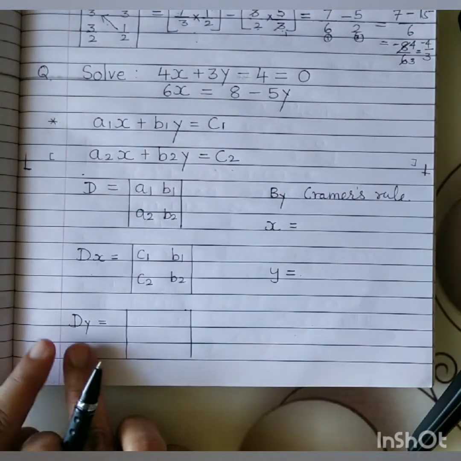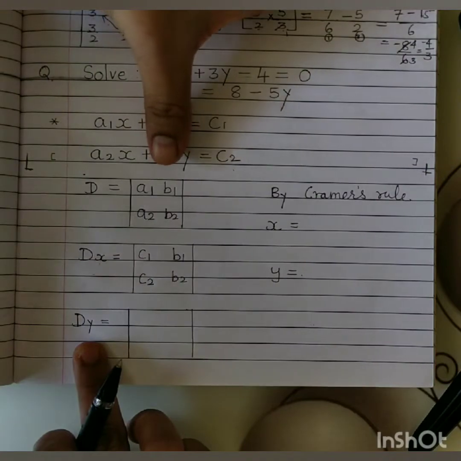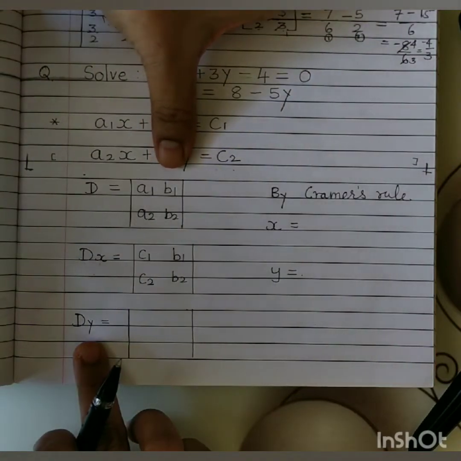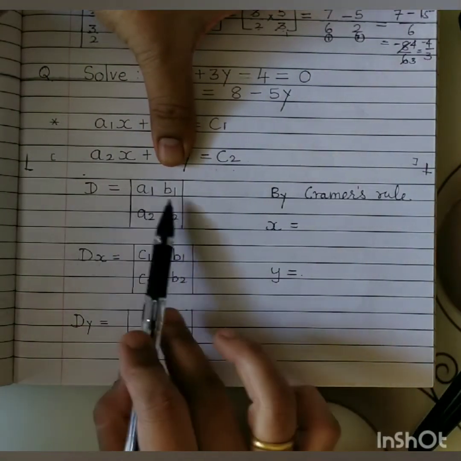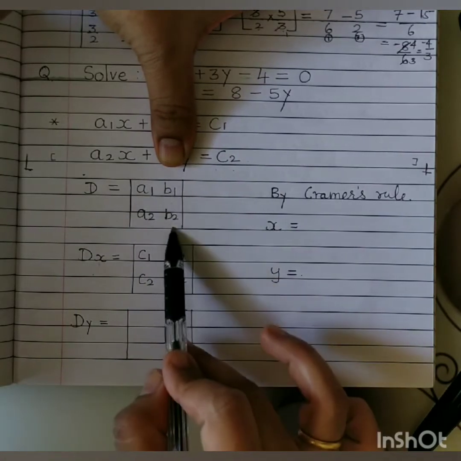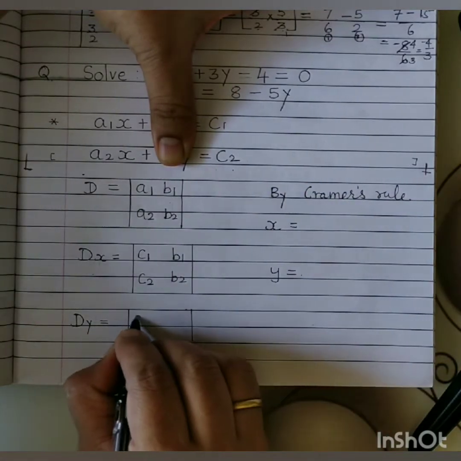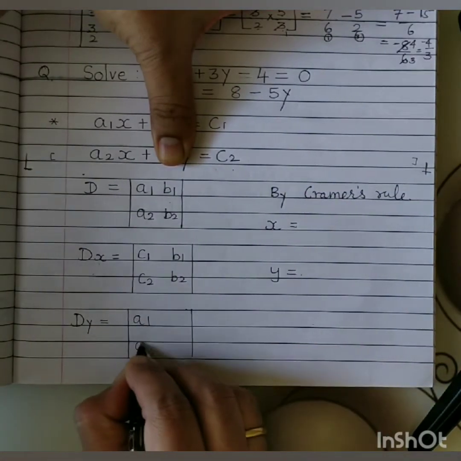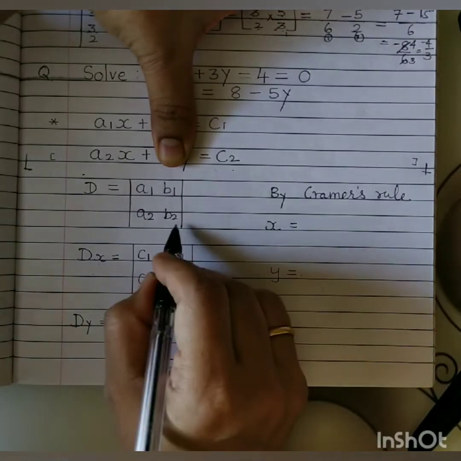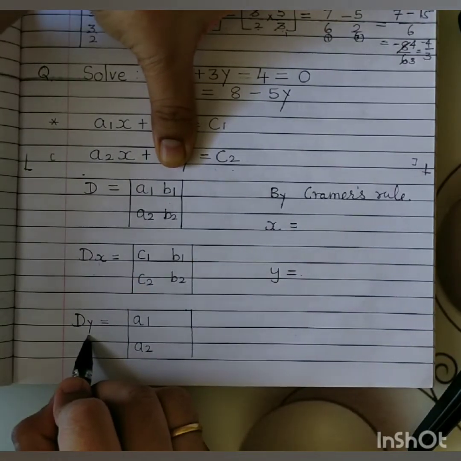Now, how to make the third determinant dy? For that, again hide the column for the coefficients of y. Okay, keep this D in your mind. So here now I am not going to use b1, b2. In place of that I will use c1, c2. So what's my determinant here? a1, a2 and c1, c2. Since we are talking about y, y's coefficient will not be taken here.